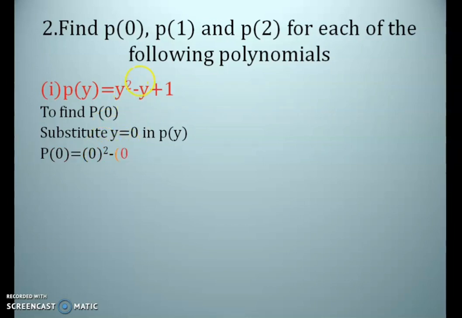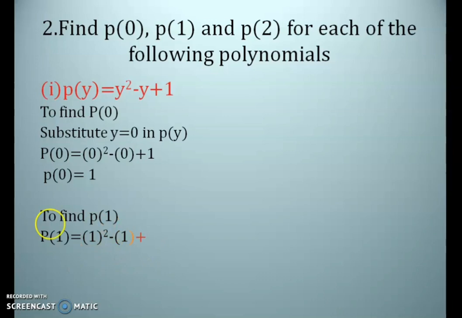P of 0 is equal to y squared minus y plus 1. So we are substituting 0 squared minus 0 plus 1. So the answer will be 1. To find p of 1, we are going to substitute y is equal to 1. So p of 1 equals 1 squared minus 1 plus 1. So 1 squared is 1, minus 1 plus 1. The answer will be 1.